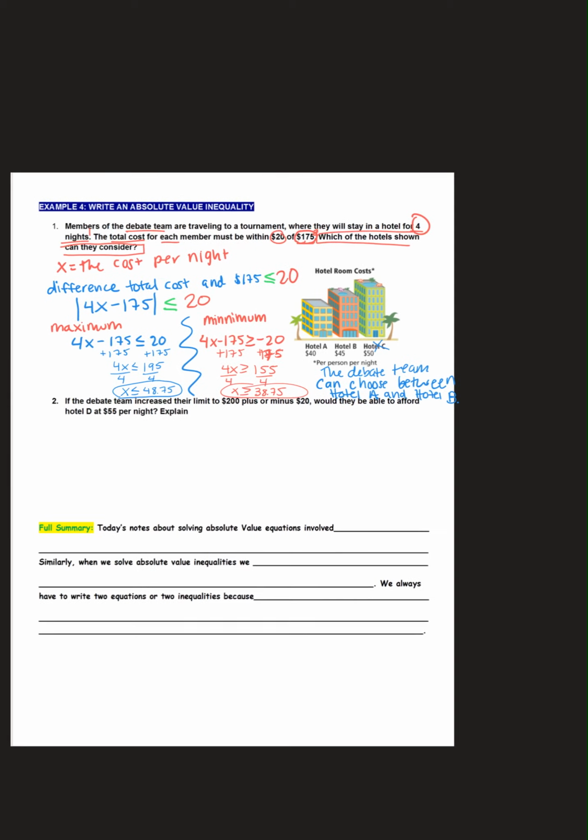Okay, so let's do number 2. If the debate team increased their limit to $200 plus or minus 20, would they be able to afford Hotel D at $55 per night? Explain. So we have to set up the same thing, but instead of it being $175, it's going to be $200. So we're still going to let X equal cost per night.